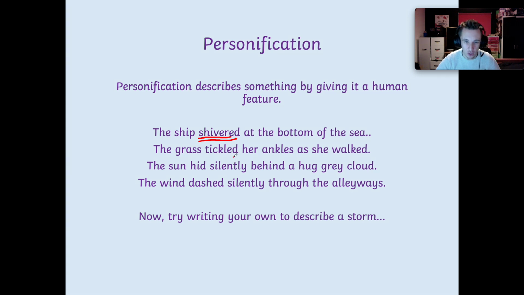The grass tickled her ankles. The grass can't tickle you. Just an FYI there. It can't actually tickle you. By describing it like it is, we're using personification. The sun hid silently. I've never known the sun to go for a game of hide and seek. It may seem like it is, especially in the winter, but it's not actually. So again, we're using personification. The wind dashed silently. Again, dashed. The wind isn't in a running competition, it's not Mo Farah, but we're comparing it. So, we could say here, for the storm, well, I could say the storm clapped.